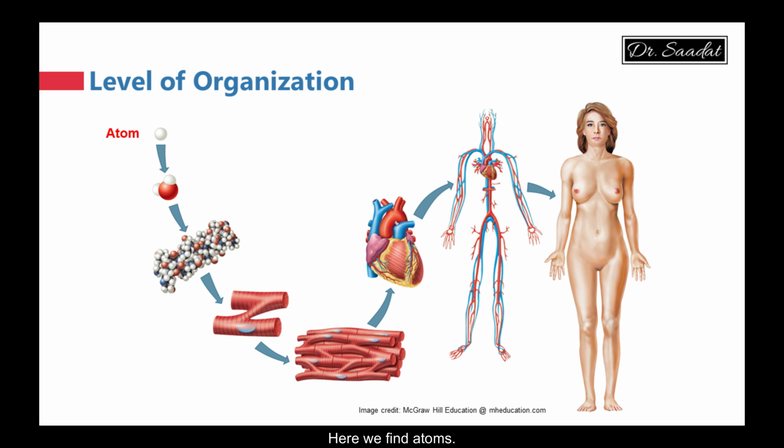Here we find atoms. An atom is defined as the smallest particle of an element. Some examples are carbon, hydrogen, and oxygen. Atoms are internally made of even smaller particles such as electrons, neutrons, and protons.